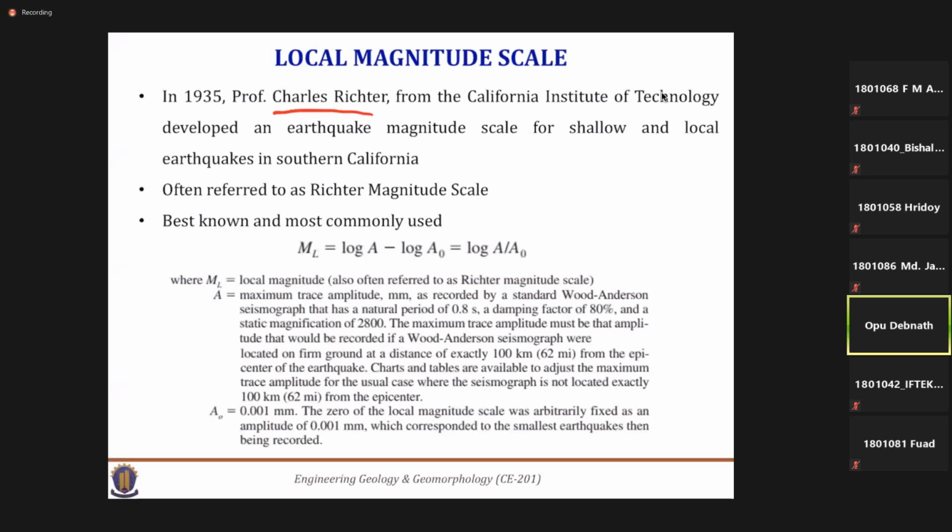And A is the maximum trace amplitude recorded by the seismogram that has a natural period of 0.8 second. 0.8 second means 80% damping. So these are some complex terms. You do not need to memorize all of this, or understand it at this stage.